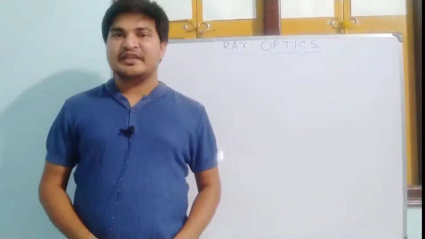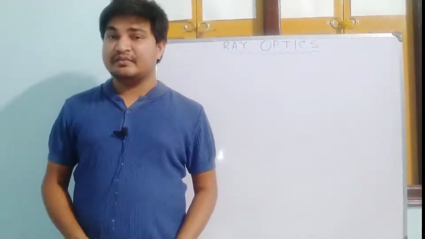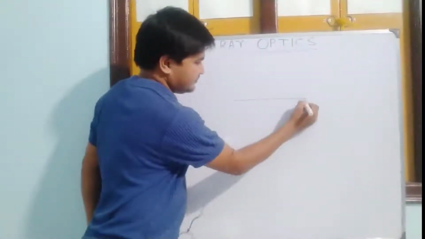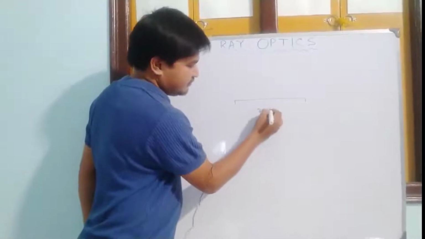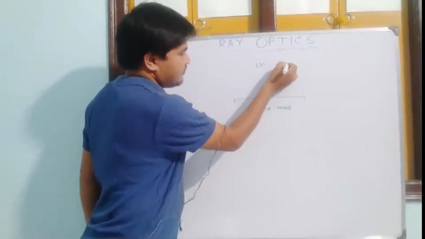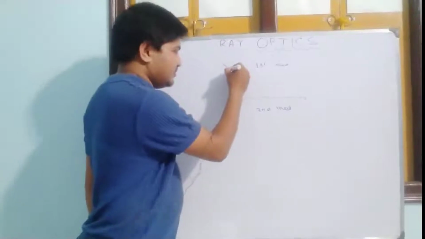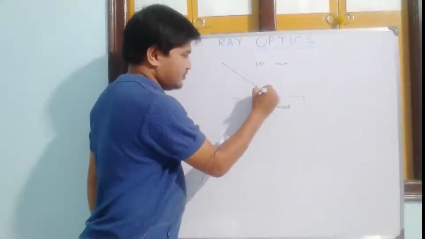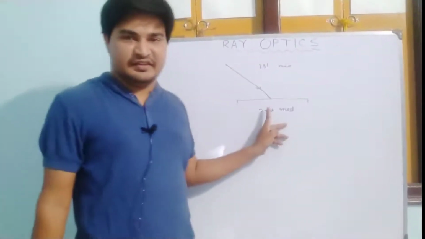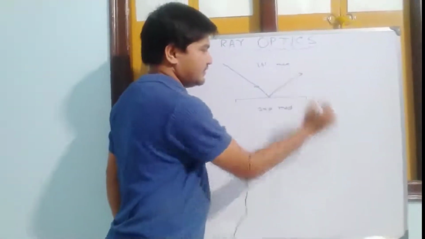Whenever light falls on a surface, three different things may happen. If I consider this as the second medium, and this is the first medium, and a source of light is present here, when the light falls on it, three different things may happen. The very first thing is, some part of the light will be reflected back into the first medium.